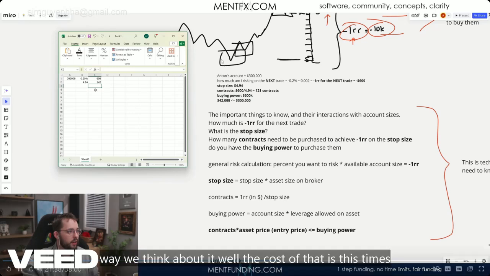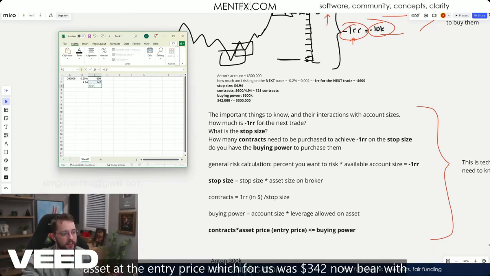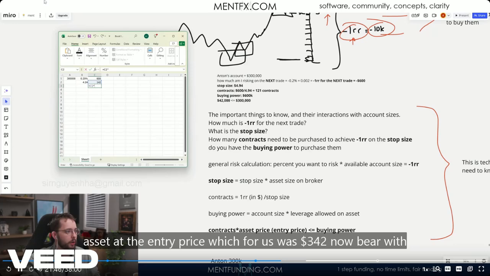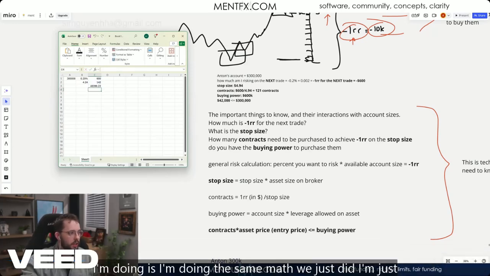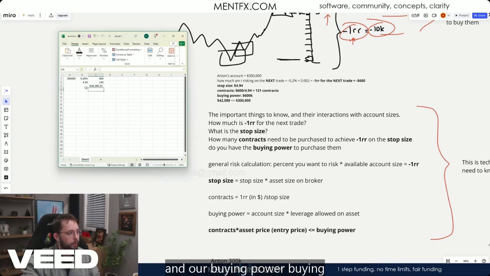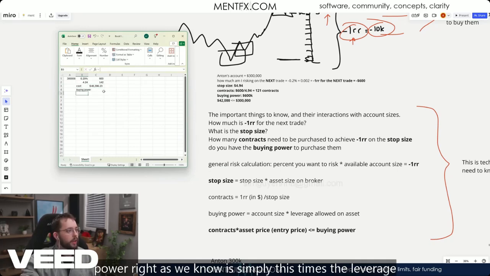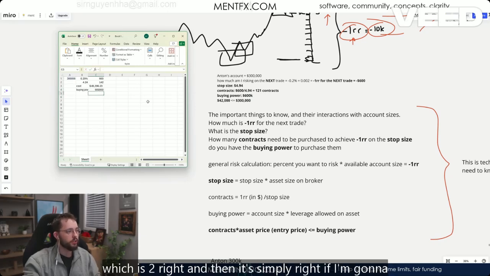Well, the cost of that is this times the price of the asset at the entry price, which for us was 342. Now, bear with me here. This is confusing. Don't worry about it. All I'm doing is the same math we just did. I'm just making it a little bit easier. And this is a number. And our buying power, as we know, is simply this times the leverage, which is 2.